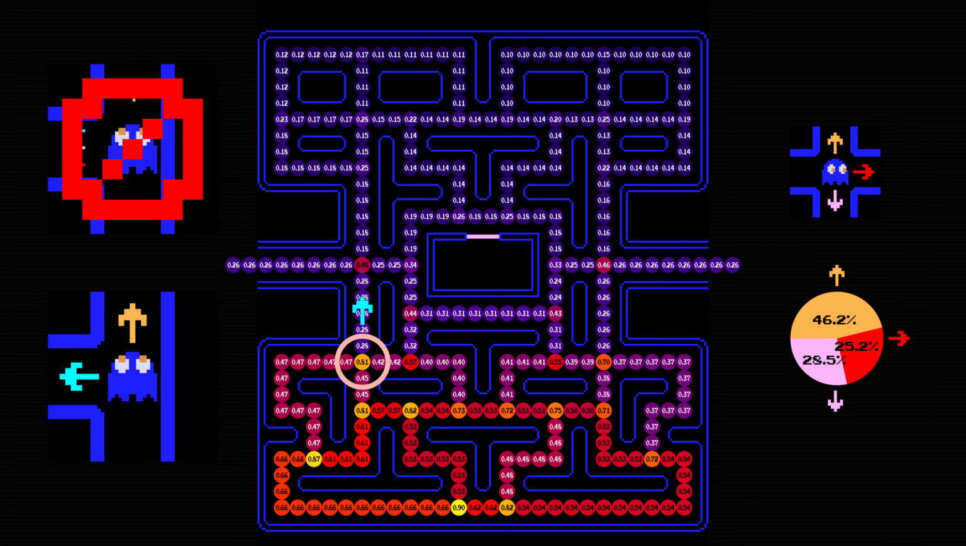Without this boost, a ghost only has a 23% chance instead of a 46% chance of going up. This makes it very unlikely that a ghost will hang out at the top of the maze for any substantial amount of time in these circumstances.